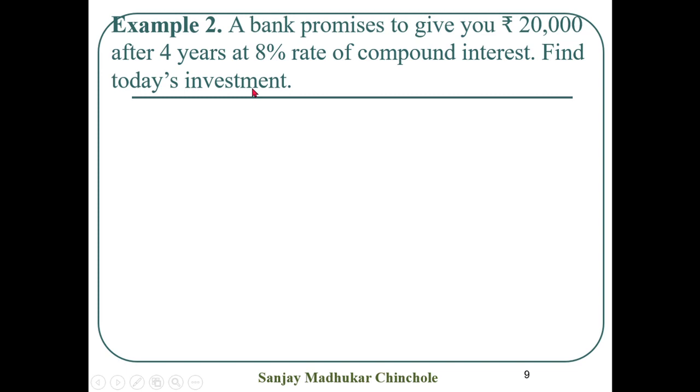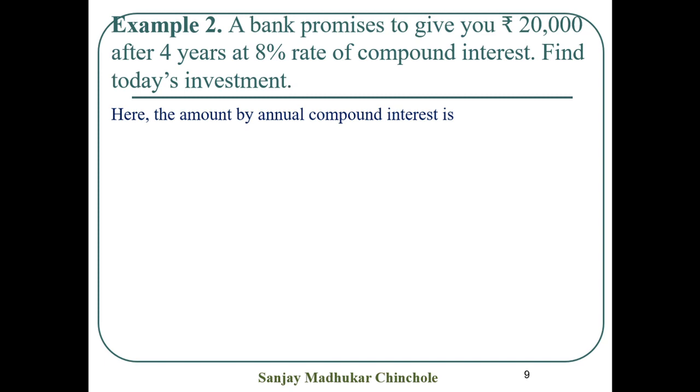Second example: a bank promises to give you rupees 20,000 after 4 years at 8% rate of compound interest. Find today's investment. Here we have not been given the investment, meaning the principal amount P. We have been given the amount after 4 years, meaning A is equal to 20,000, n is equal to number of years as 4, and the rate of compound interest r is equal to 8.